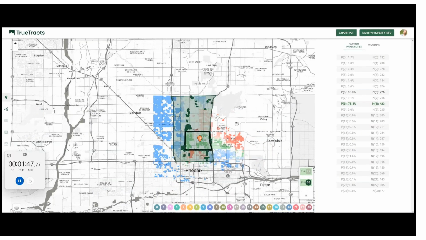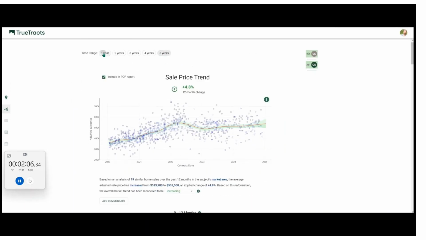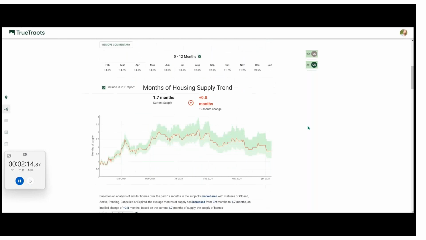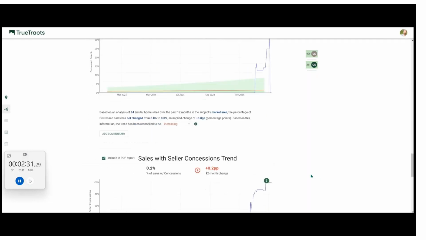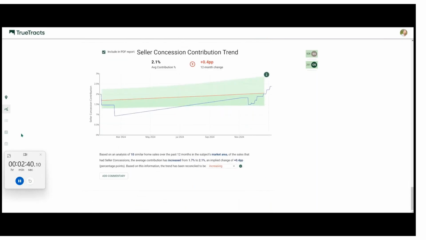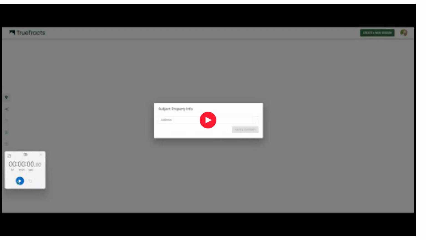I'm defining a market area. I'm analyzing the charts. I'm looking at a 5-year trend, a 1-year trend. I'm including different data sets. I'm making some trend decisions. And we're at 2 minutes and 30 seconds, and we're almost done. And at that point, you export the PDF, and then that goes into your report.